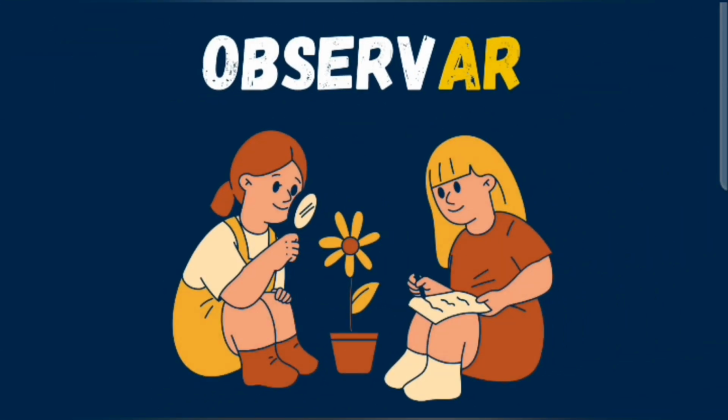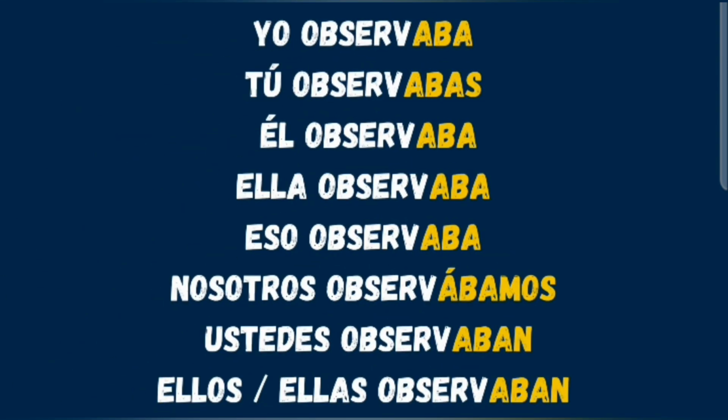All right, so now the next verb we have is to observe. To observe means observar. And let's see how you have to conjugate this verb in the imperfect past in Spanish. Yo observaba. Tú observabas. Él observaba. Ella observaba. Eso observaba.